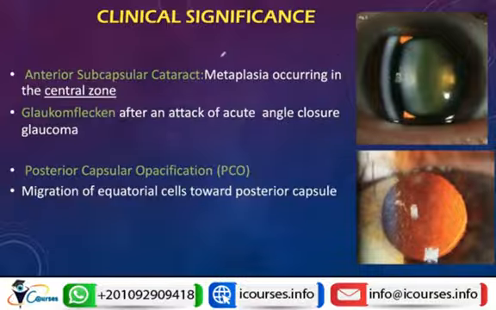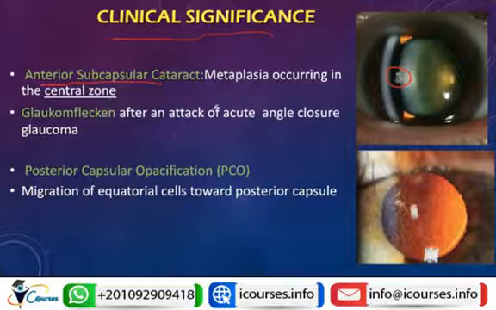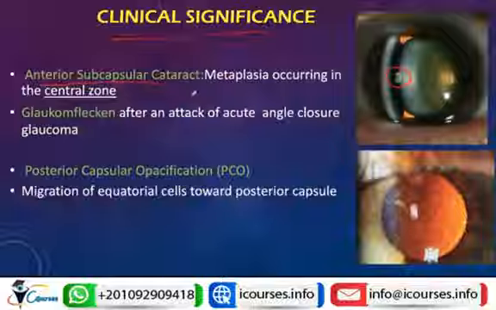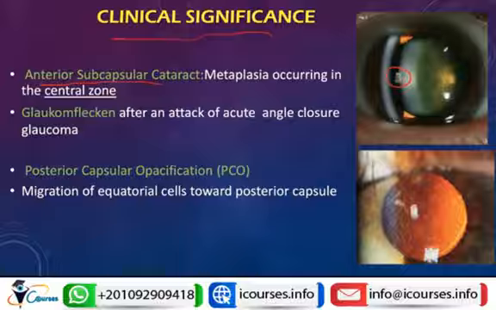So what is the clinical significance of anterior lens epithelium disorders? Sometimes there can be some anterior subcapsular cataract. This anterior subcapsular cataract occurs due to metaplasia in the central zone. And this cataract usually is not visually significant and usually doesn't need intervention, and it can be removed later on if the patient develops any kind of cataract that is visually significant. It can be just removed with the capsular access.